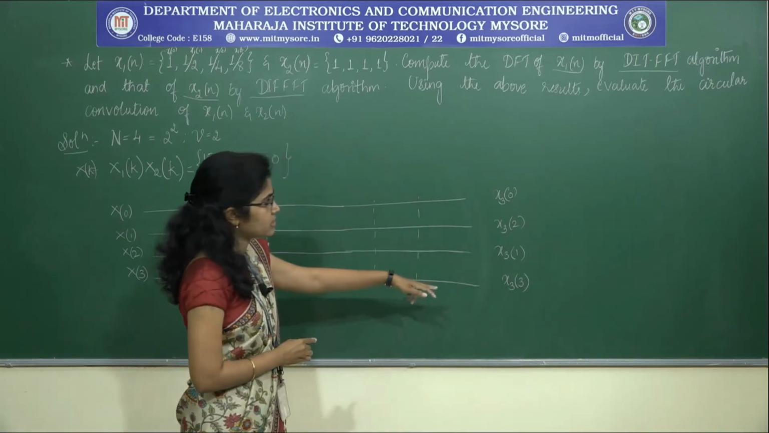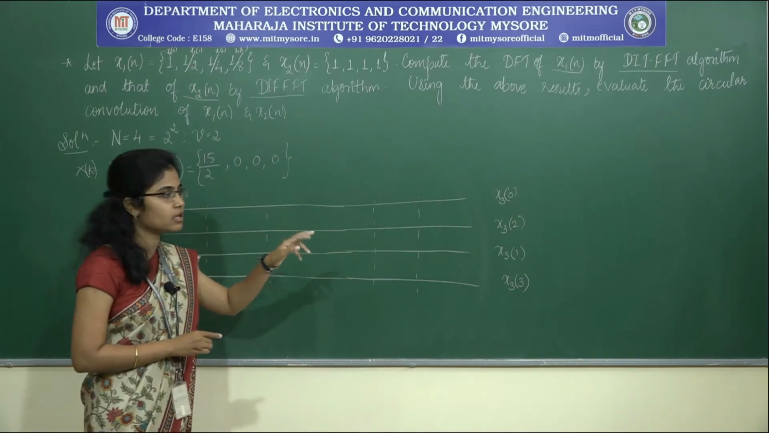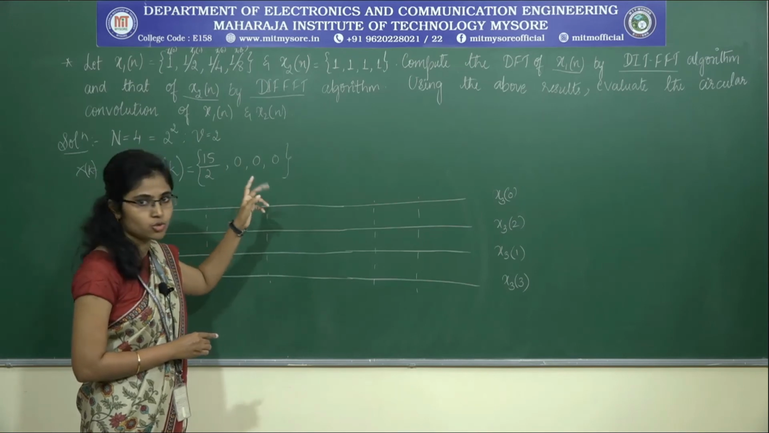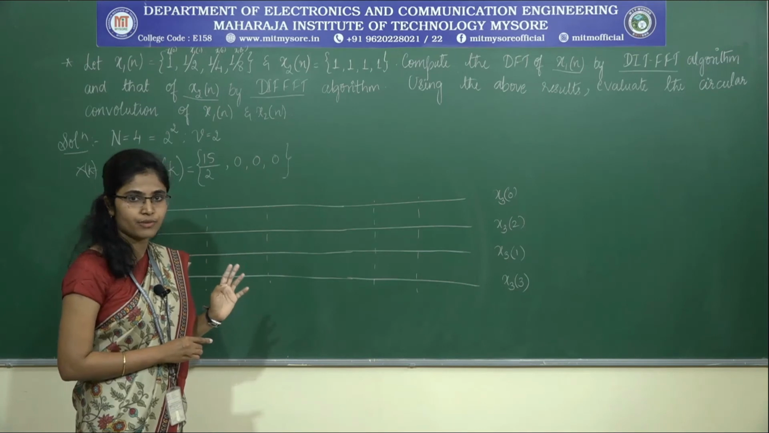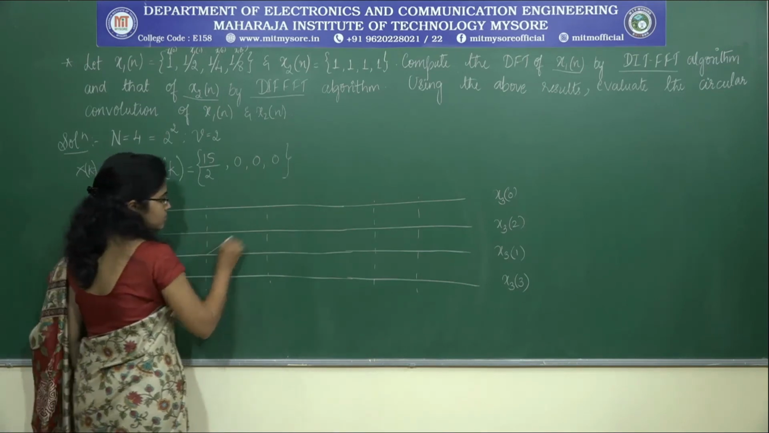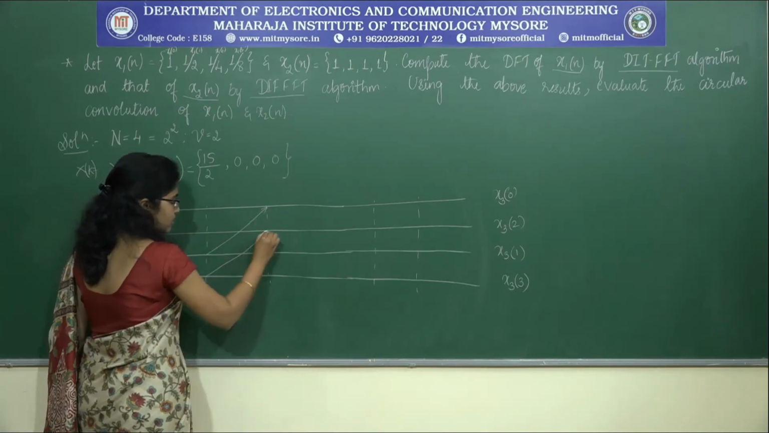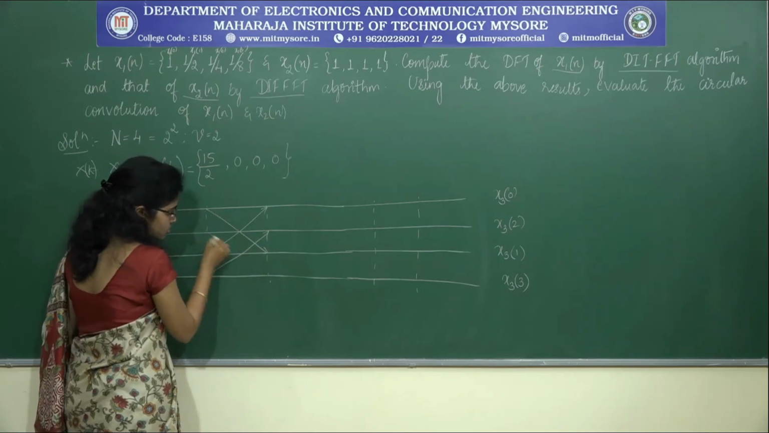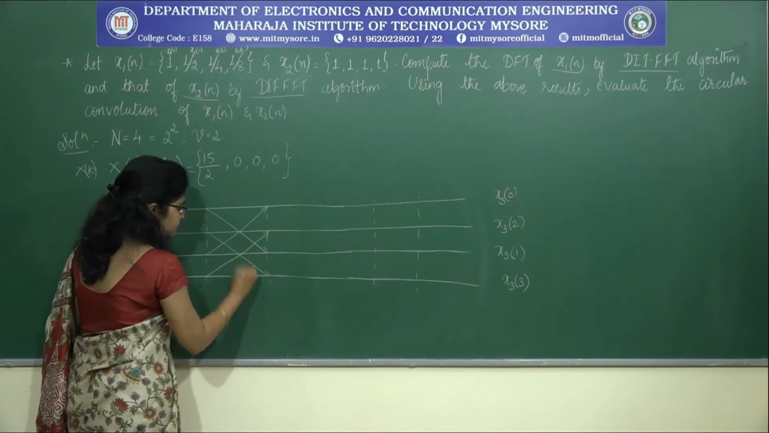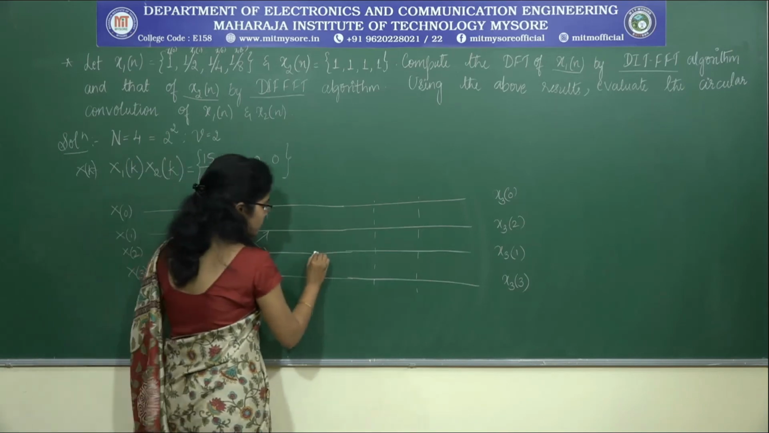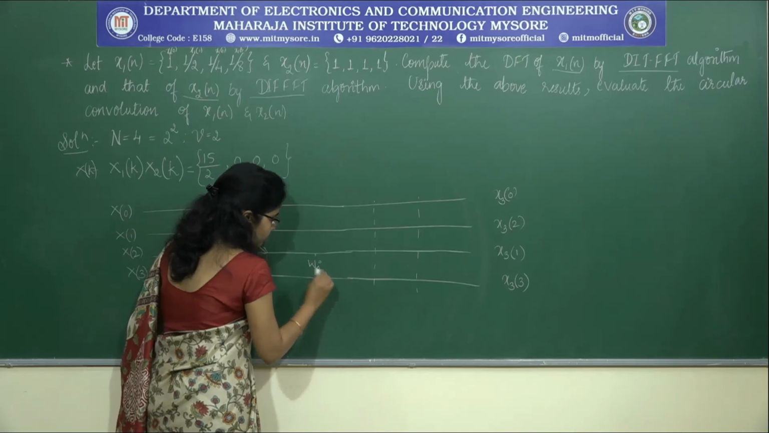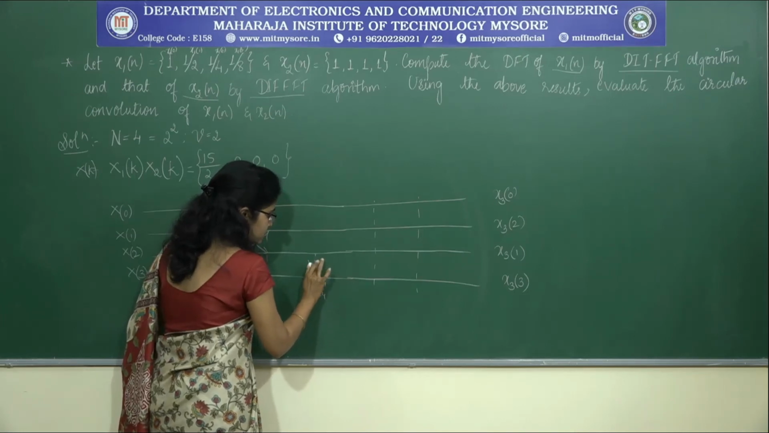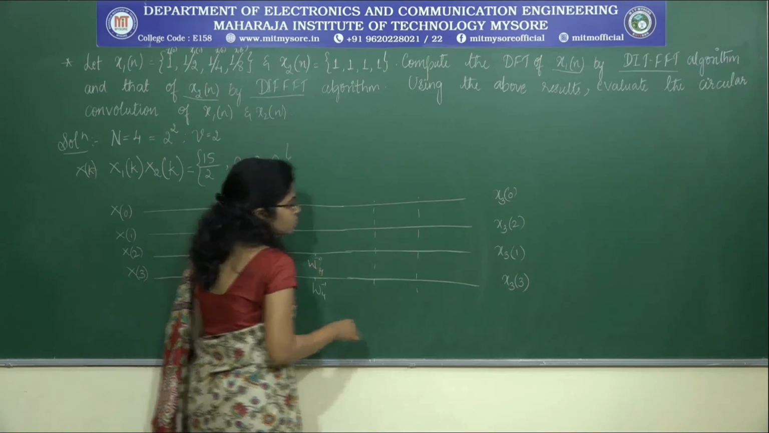Why am I taking it as x3? Because we have considered the circular convolution of x1 of n and x2 of n and x3. So I am writing the output in terms of x3. If I complete the butterfly structure, so combining these two inputs, minus 1, here it is omega 4 to the power of 0, omega 4 to the power of minus 1, minus 0 and minus 1.